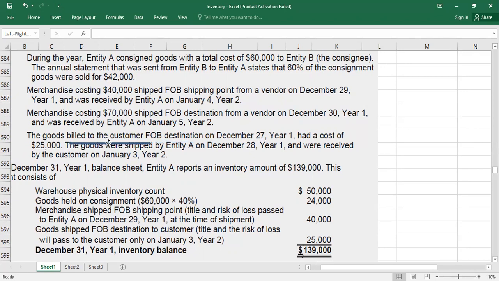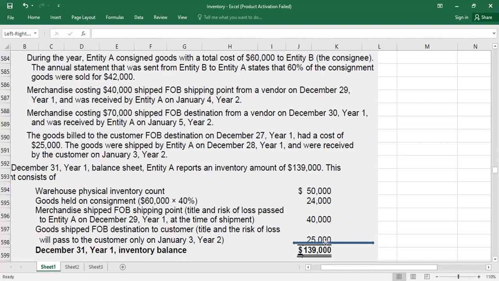So here the goods billed to customer FOB destination on December 27 year 1 had a cost of $25,000. The goods were shipped by entity A on December 28. So the shipping date is not relevant, the destination date is relevant. And these goods were received by the customer on January 3 year 2. It means the goods have not reached. I told you if goods have not reached, the supplier will add back this inventory in the physical count. And here we are the supplier. So entity A will add back this inventory with the amount of 25,000.